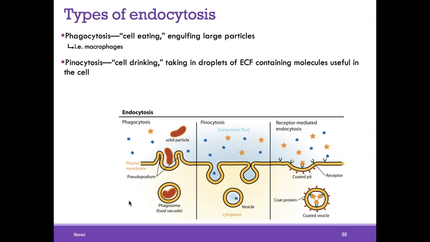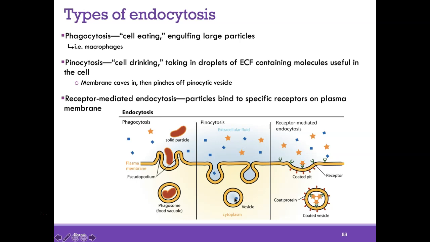Pinocytosis is cell drinking. Pinocytosis is when cells take up small droplets of extracellular fluid that has some molecules in it. Pinocytosis occurs in all human cells, whereas phagocytosis only occurs in specialized cells. So pinocytosis takes in droplets of membranes in vesicles. And finally, receptor-mediated endocytosis is a more selective form of endocytosis that enables the cell to take in specific molecules from the outside because they bind to receptors on the membrane, which then become coated vesicles that are internalized by the cell.